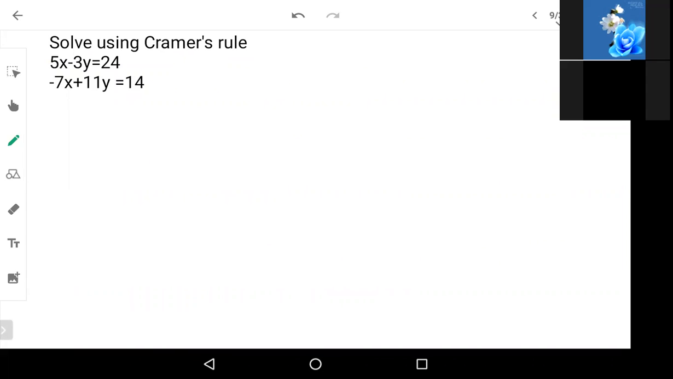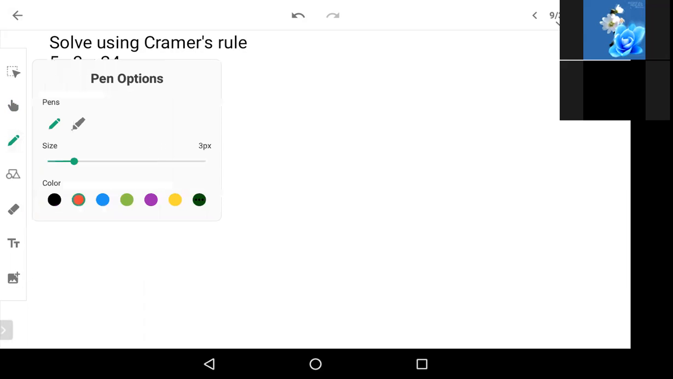Now in the next problem, again we have two equations. First check if the equations are in the form of ax plus by is equal to c. Here also it is ax plus by is equal to c. Plus or minus doesn't matter, but it should be in the form of ax plus by is equal to c. Let us start. So first you have to form the determinant.